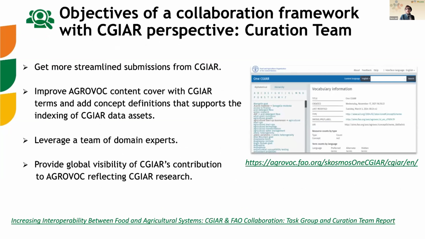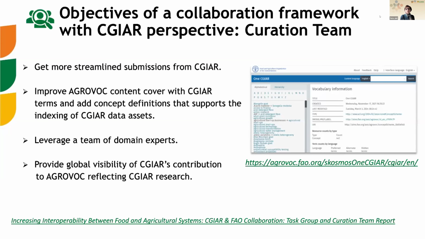Moving to the collaboration framework objectives with a focus on the curation team objectives. First, to get a more streamlined submission from CGIAR. Following defined work processes within the curation team helped with simplifying the submission process, making the activity more consistent and avoiding the submission of the same concept by different centers. The second objective is to improve Agrovoc content coverage with CGIAR terms and concept definitions. That will help the selection of the keywords, and this supports CGIAR data assets indexing.